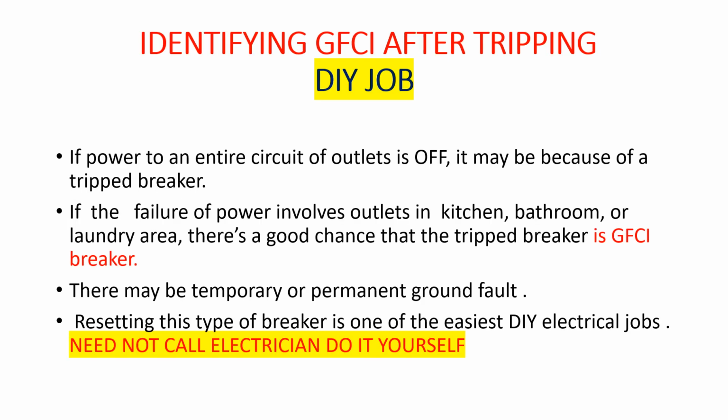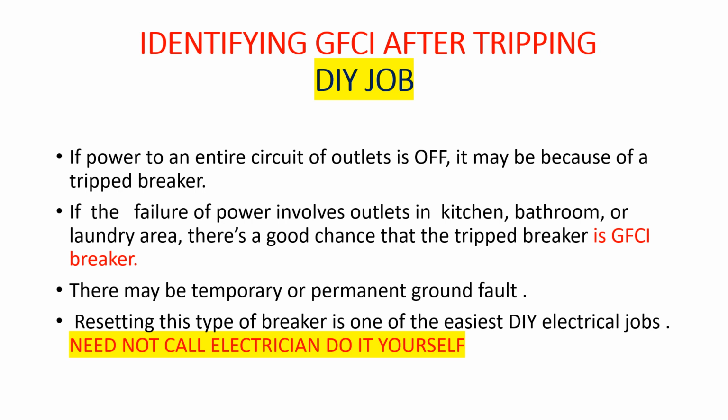Now, how to identify? I have written here whatever I have said just now. The power to an entire circuit of outlets is off. It may be because of a tripped GFCI breaker. If the power failure involves outlets in the kitchen, bathroom, laundry area, garage, etc., there is a good chance that the tripped breaker is a GFCI breaker.